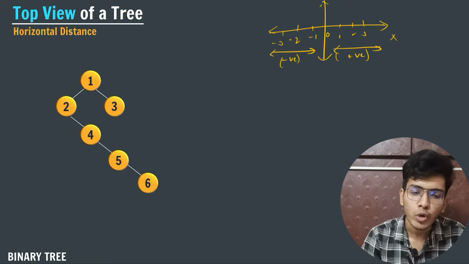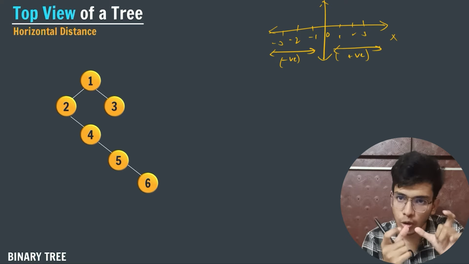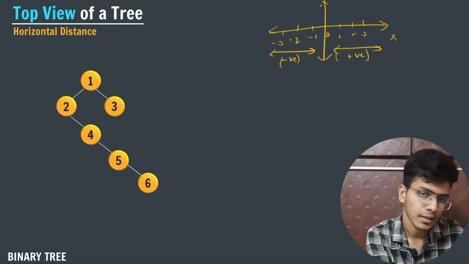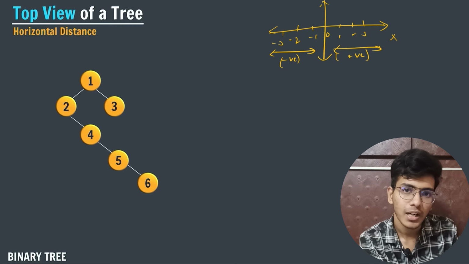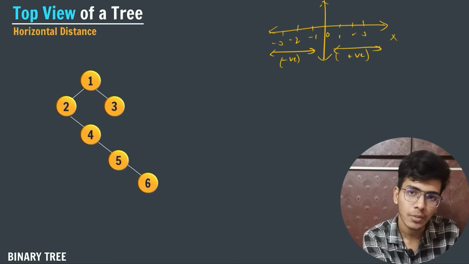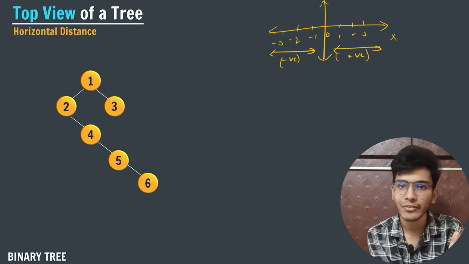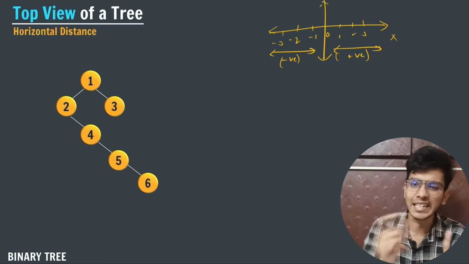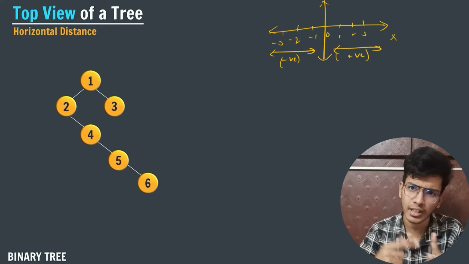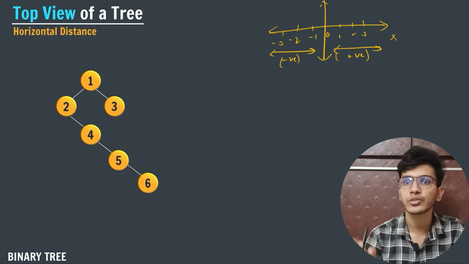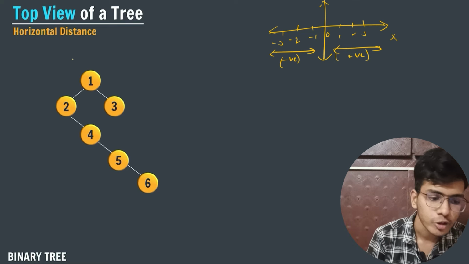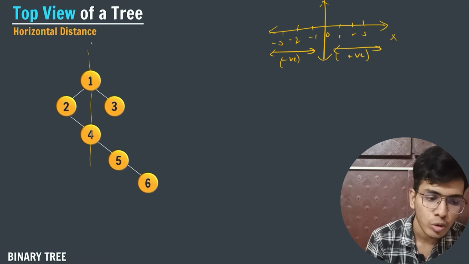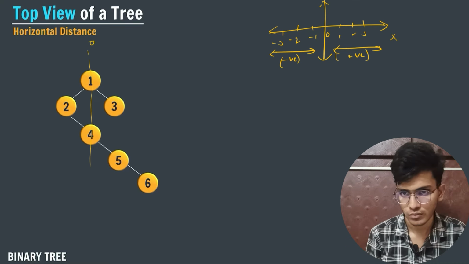Similarly, the root node is considered as 0, right? The elements coming on the left part of my root node become the negative elements, and the first element coming on the left part is considered a unit distance, and the right element coming immediately after the root node is considered +1 unit distance. So this is my root node and the root node distance is 0, right?